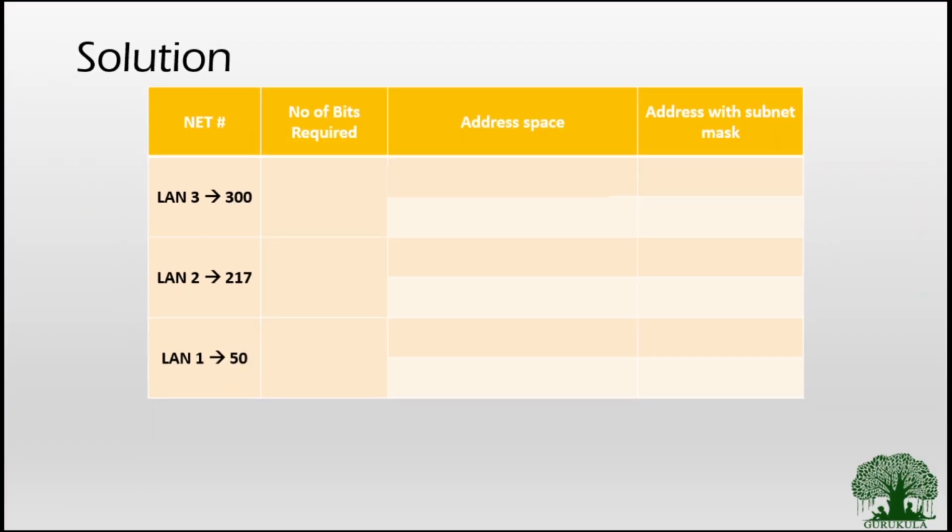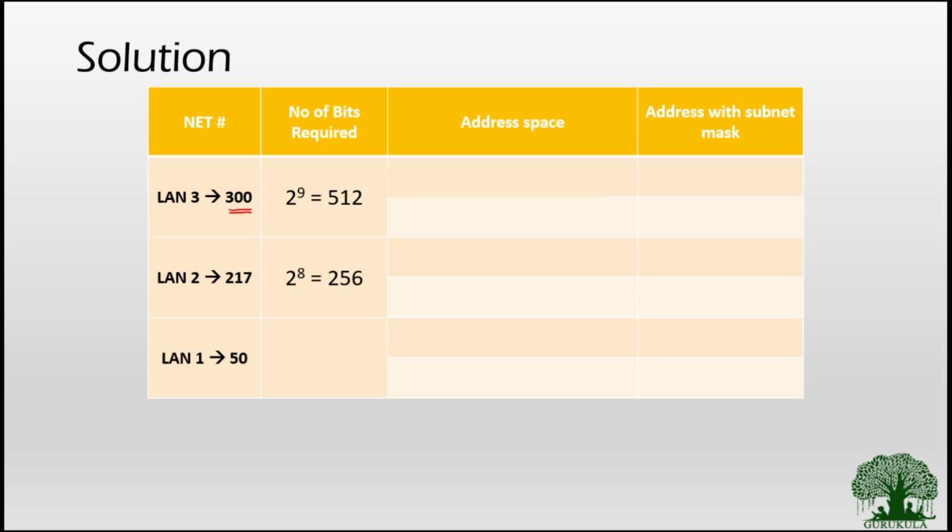So what we will do is first arrange it in descending order. The largest number comes first. The largest number is 300, later it is 217, and then it is 50. So I will arrange it in this fashion, and then next I will have to identify how many bits are required to give 300 host IP addresses. For 300, the immediate next value we get is 2 power 9. Exactly 300 is not possible, so we go for 2 power 9. 2 power 9 gives us 512. So we can create only 512 IP addresses in one block.